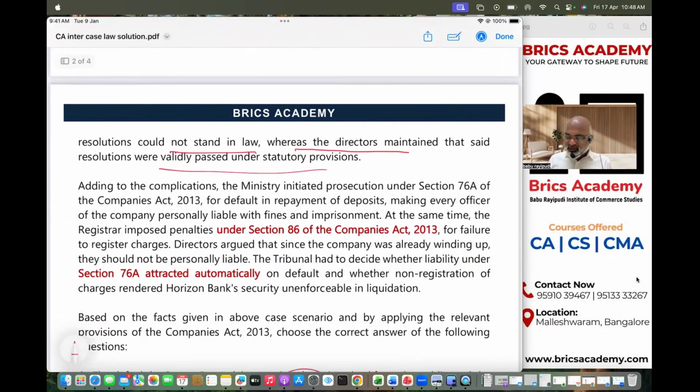Adding to these complications, the ministry initiated prosecution against the company for default in repayment of deposits. At the same time, the Registrar imposed penalties under Section 86 for non-registration of charge. So two sections are coming here. 76A covers the penalties for violating deposit provisions. Section 86 talks about penalties for not registering the charge. 86 is a very simple section, but generally when you're reading that lesson, you may ignore it.